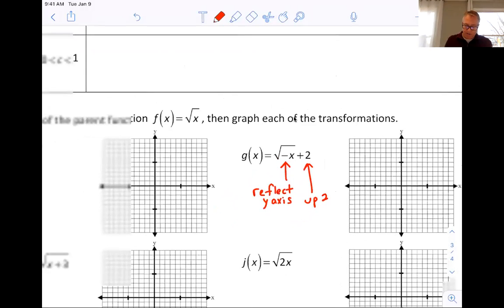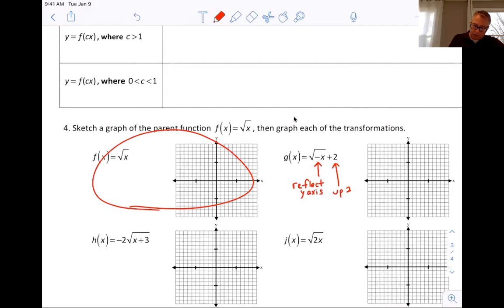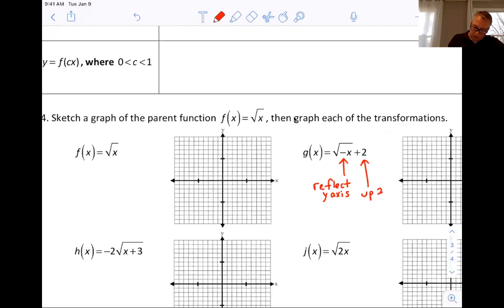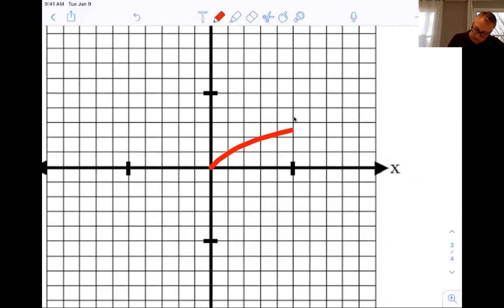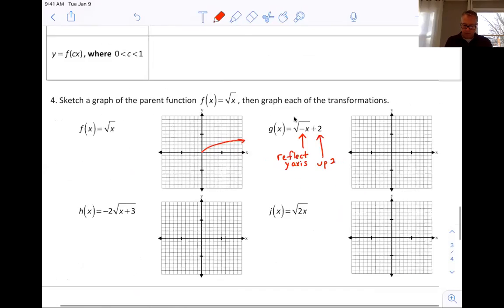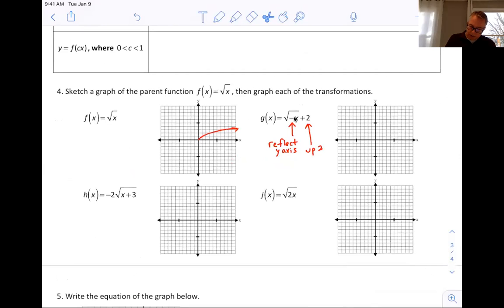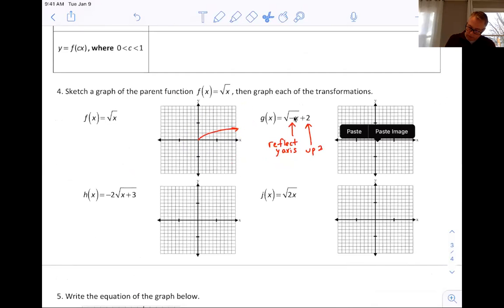So remember, my parent function is the square root of x. So I'll graph that over here just so we have an idea. Hopefully you remember what the square root of x looks like. It's this guy, okay? That is the parent function. So I'm going to take that function and copy it and paste it over here.